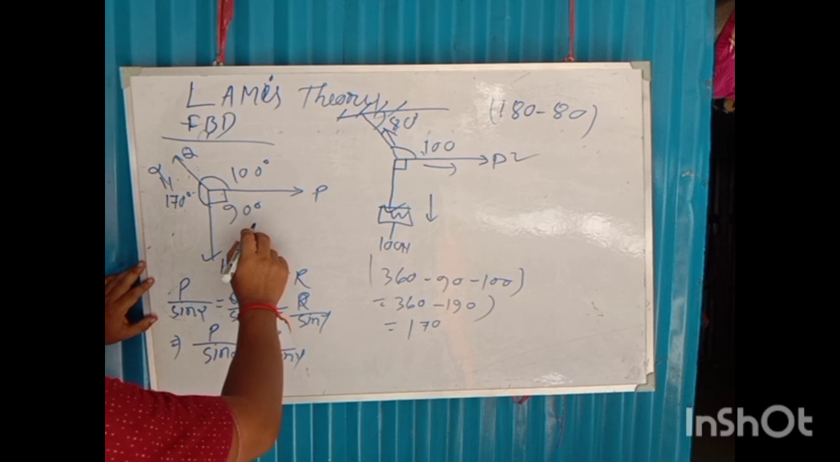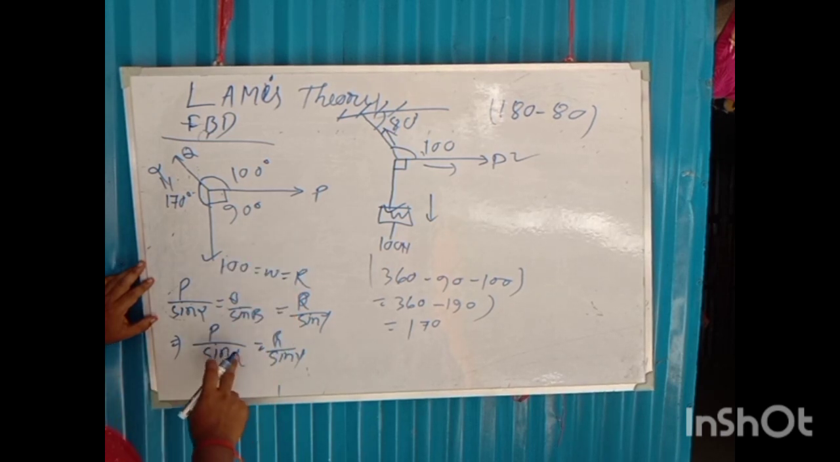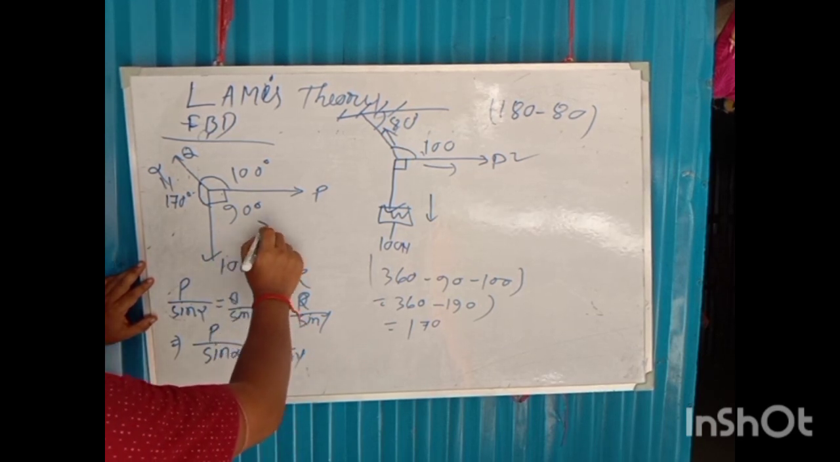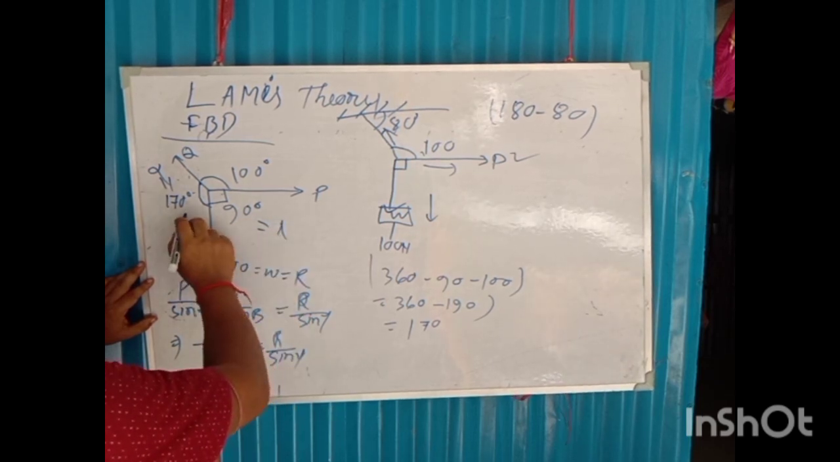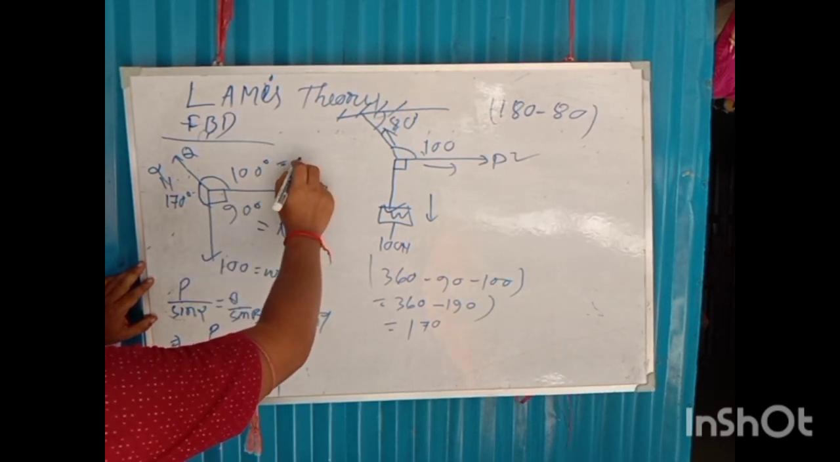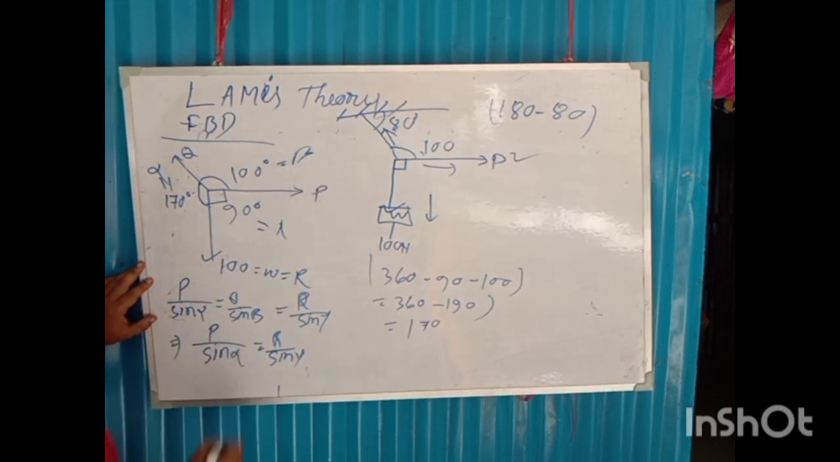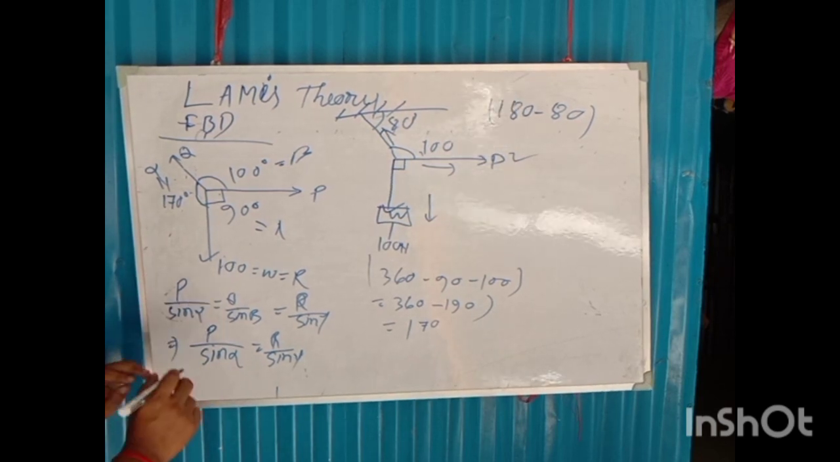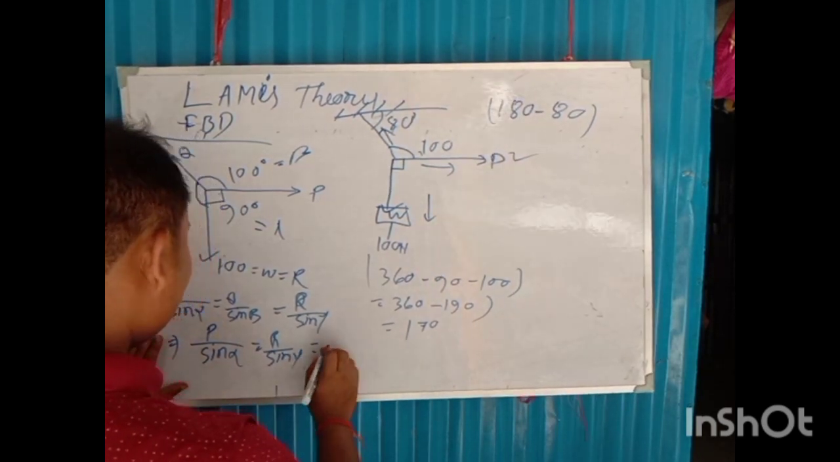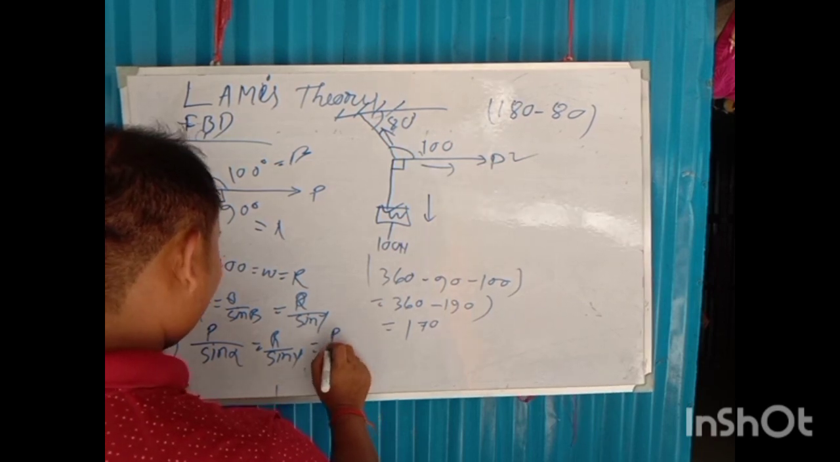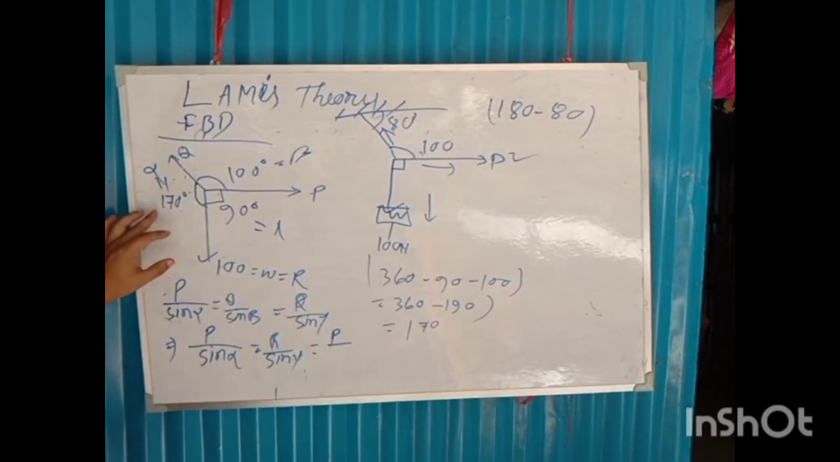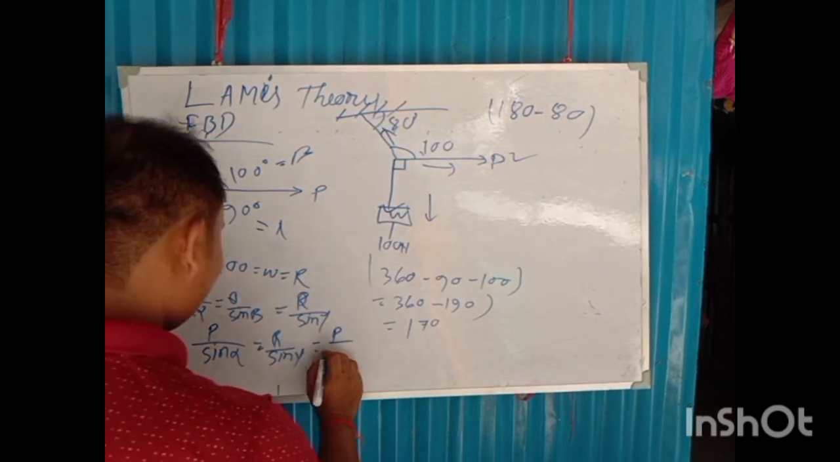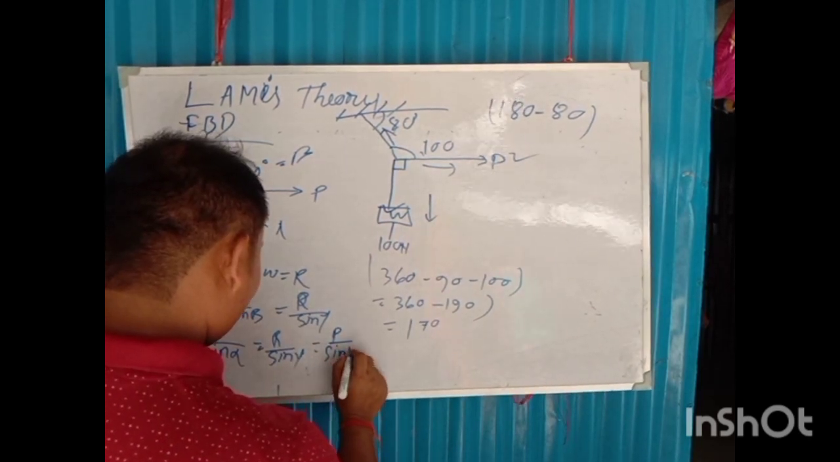This is gamma, and this is alpha, beta. Okay, so by this formula we can easily calculate the value of P. We don't know it yet, but we can write it as sine alpha, that means sine 170 degree.